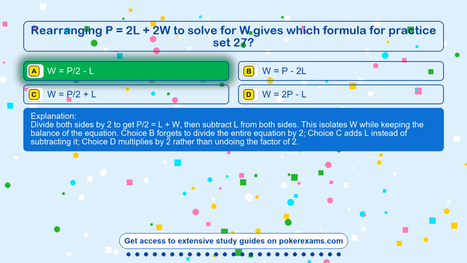Choice B forgets to divide the entire equation by 2, choice C adds L instead of subtracting it, choice D multiplies by 2 rather than undoing the factor of 2.